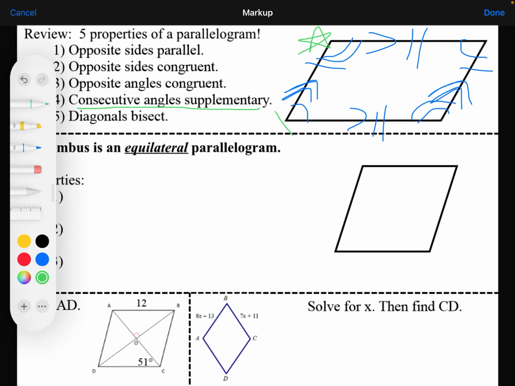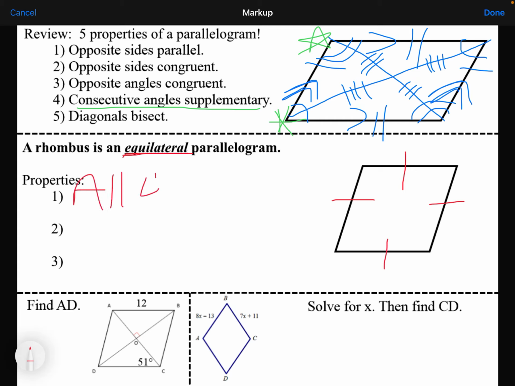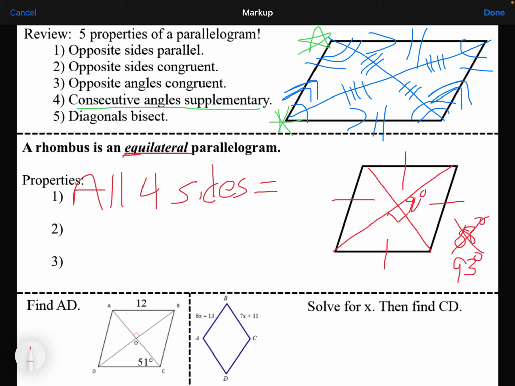The rhombus then has additional properties. It's equilateral. Not only is the left side equal to the right side, but also the top side equal to the bottom side. The key thing about a rhombus is all four sides are equal. When you draw the diagonals like a parallelogram, you have a short one and a long one. But unlike a parallelogram, the angle in the middle is a 90-degree angle. It's not going to be 88. It's not going to be 93. It's not going to be any other number. The angle in the middle has to be 90.